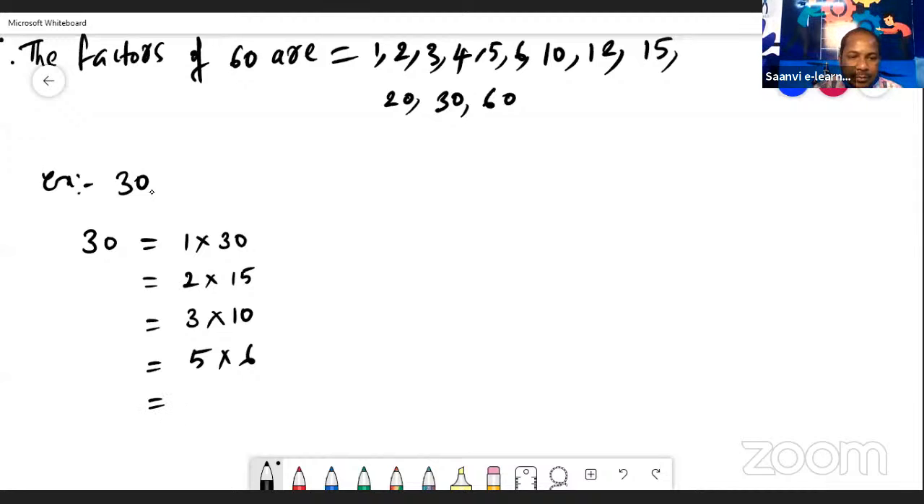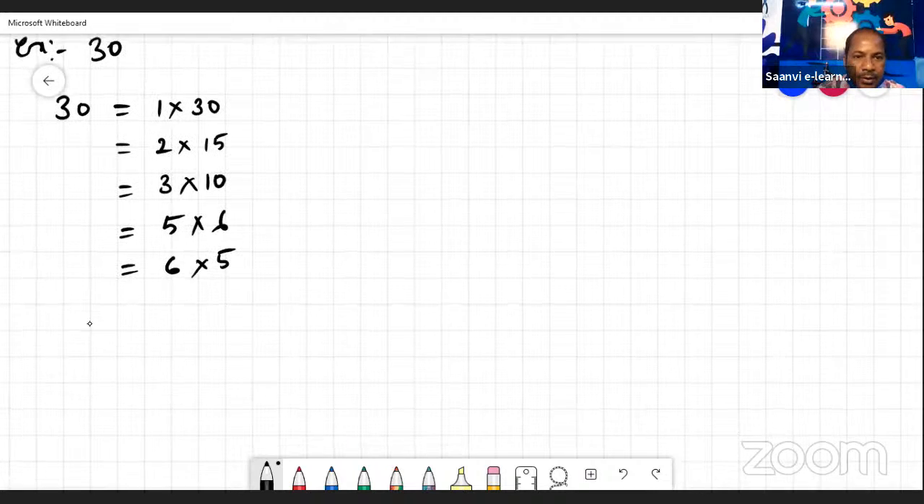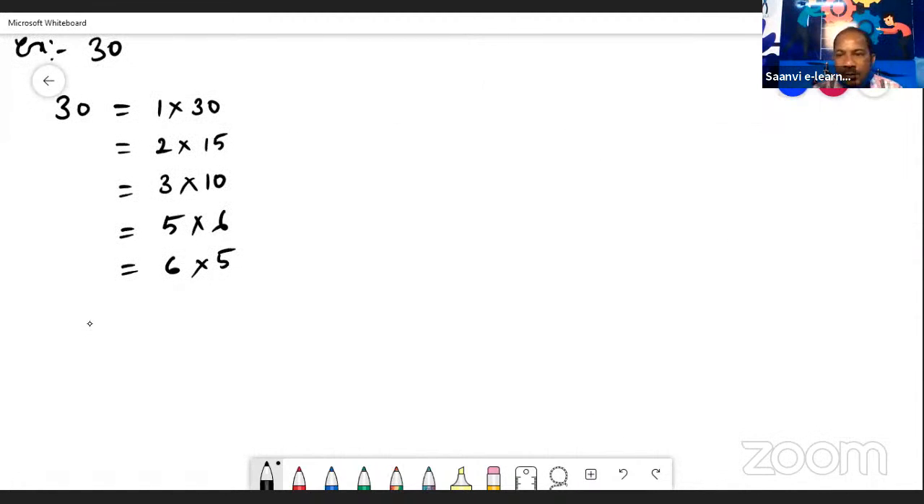So after 5, what is the next number? 6. So 6 also divides. 6 5s are 30. See children, now here we got the reverse product: 5 into 6 and 6 into 5. So stop the process, stop the factorization. It means until we get the reverse product like this, we have to continue this process. Okay. Now we stop our factorization. Now we can write the factors of 30.